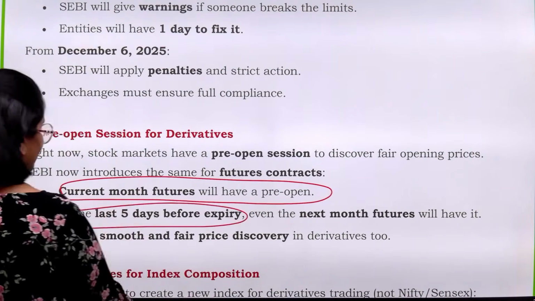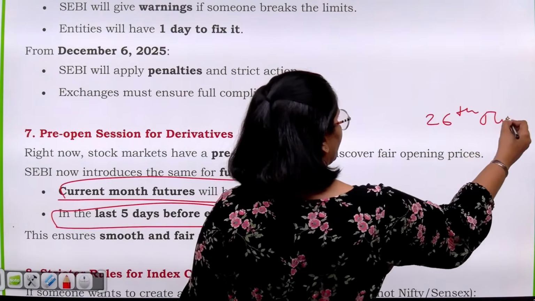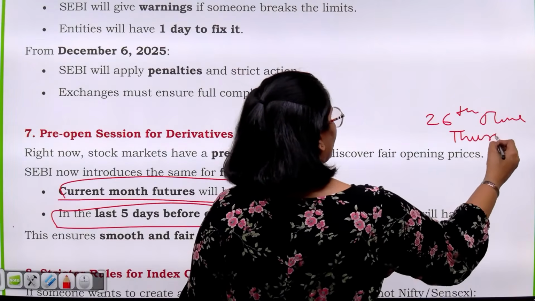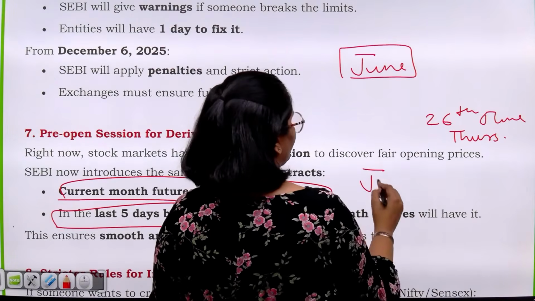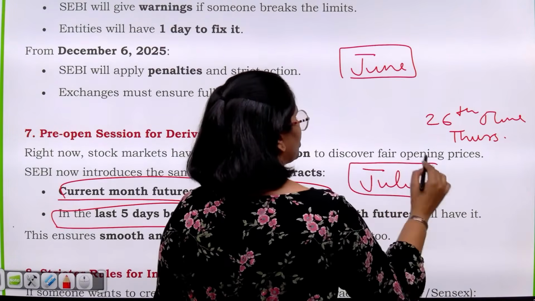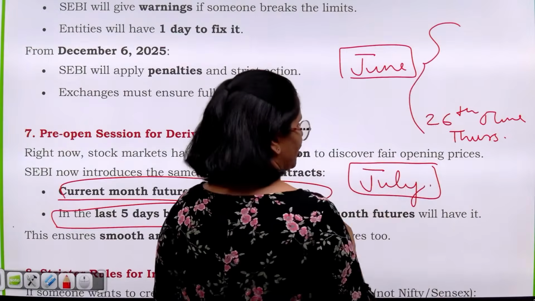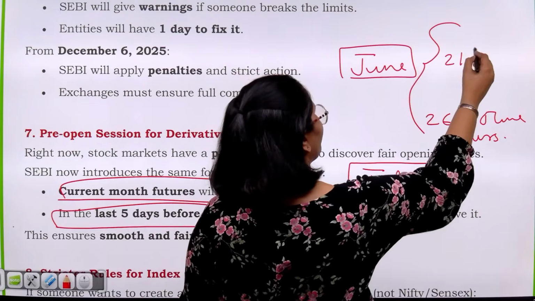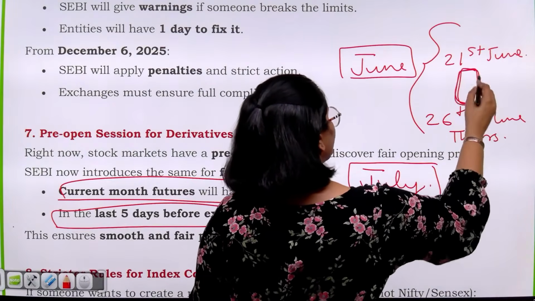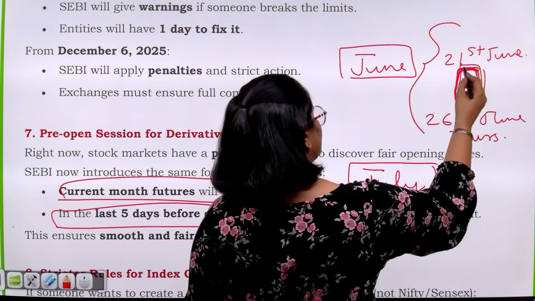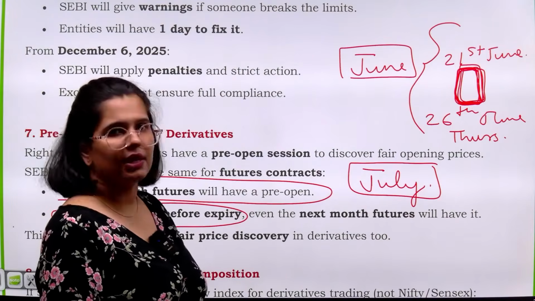in the last 5 days, suppose in the month of June, 26th June is I guess Thursday, right? So now we are talking about June. Next month would be July. So for June futures, you can have the pre-open session. But for July futures, you can have a pre-open session from 21st June to 26th June, 5 days before the expiry. Because in NSE right now the expiry is Thursday, okay? Last Thursday of the month.